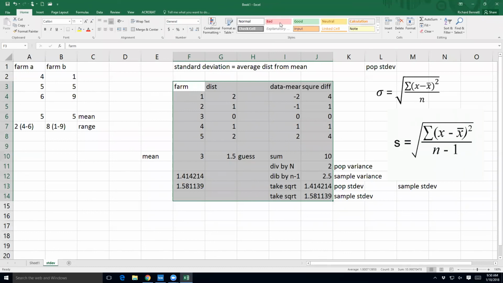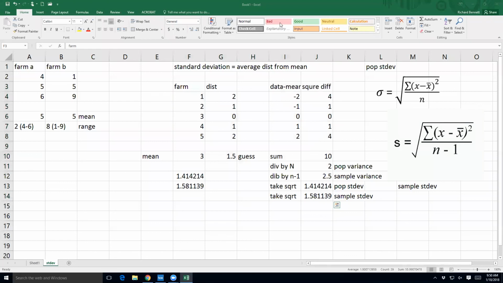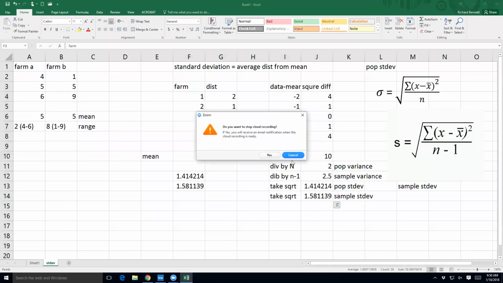Anyway, that's the lecture for 3.1, 3.2, which covers mean, median, mode, and standard deviation is in 3.2, and that's all I have to say about that.